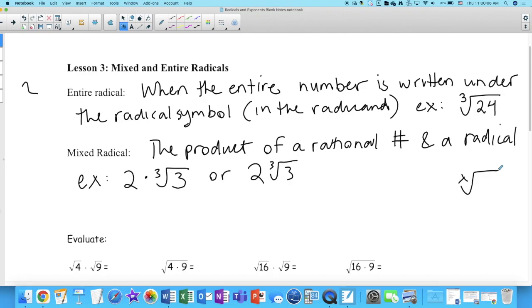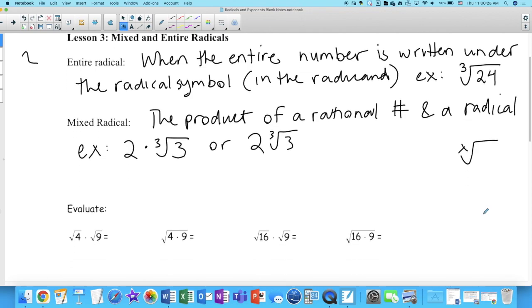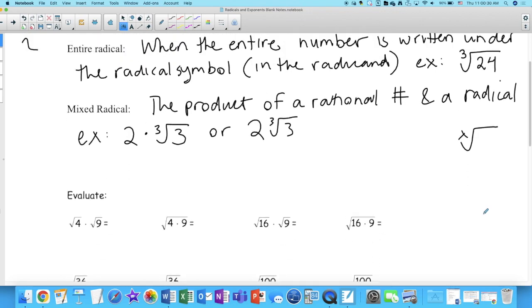All right, what did you guys find? Yeah, they're the same value. Yes, okay, so these two numbers have the same value. Okay, so one thing that we know already is that radicals can be most of the time, not all of the time, but most of the time, written in two forms: an entire radical and a mixed radical, okay?